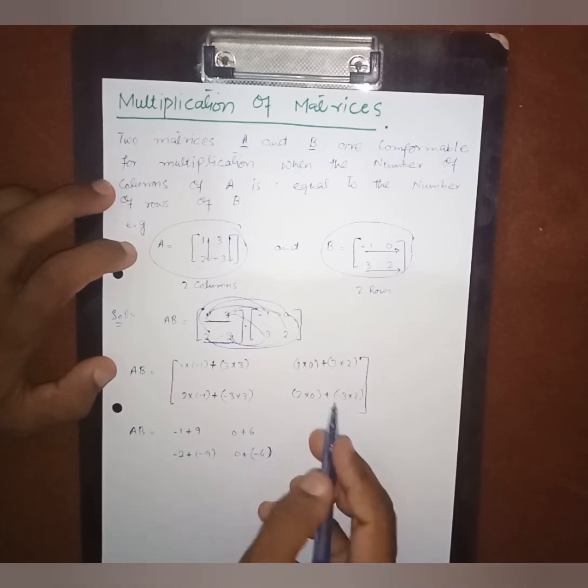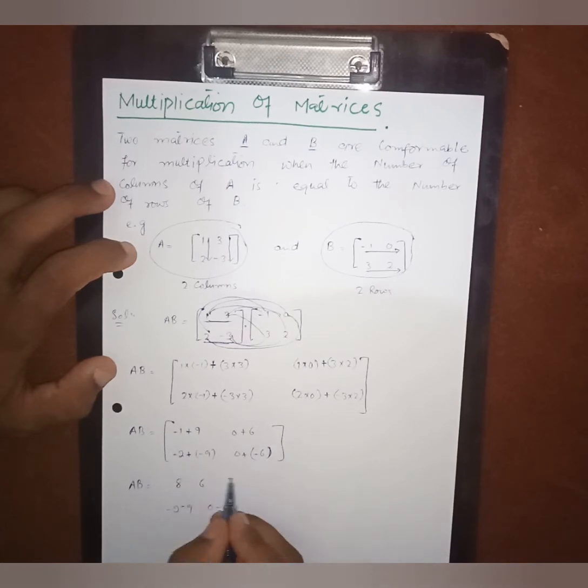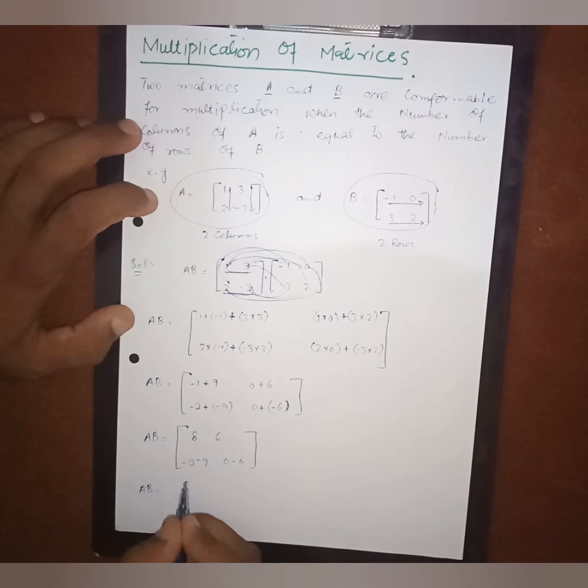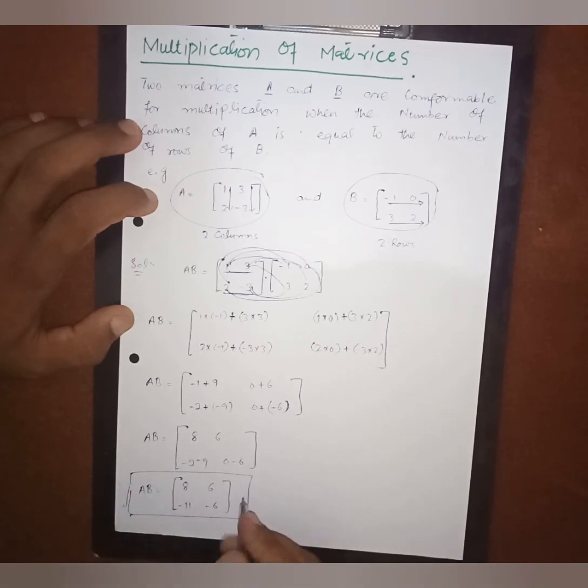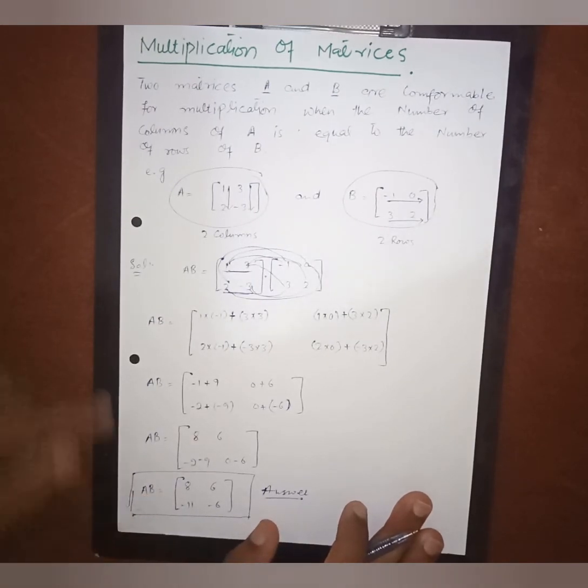because 3 is negative. So minus 1 plus 9 is 8, 0 plus 6 is 6, minus 2 minus 9 is minus 11, 0 minus 6 is minus 6. So we got the product of matrix A and matrix B. That's the answer. We have reached the answer, which is the product of the two matrices.